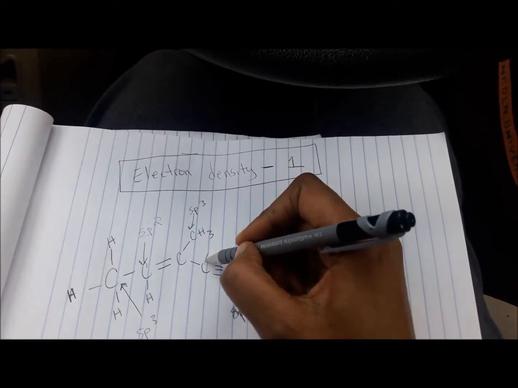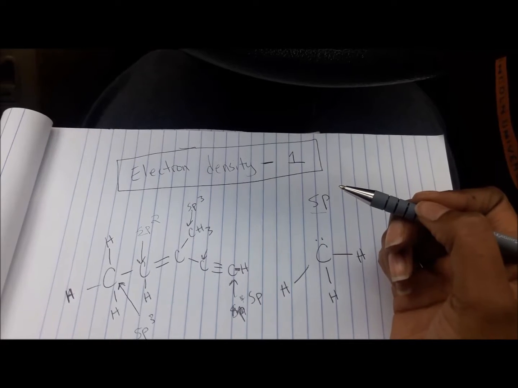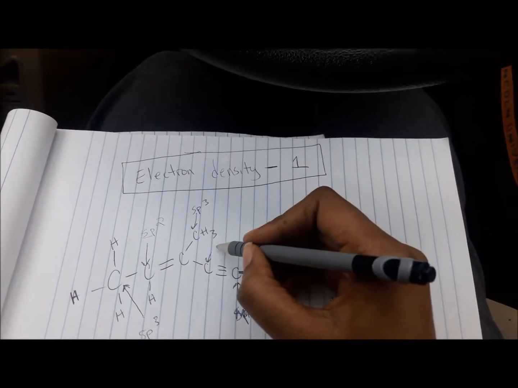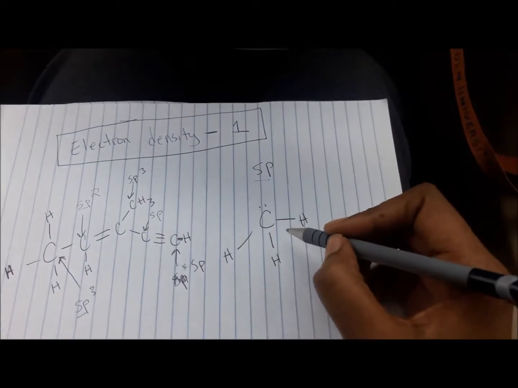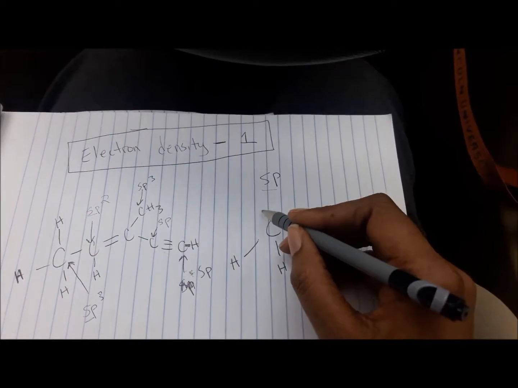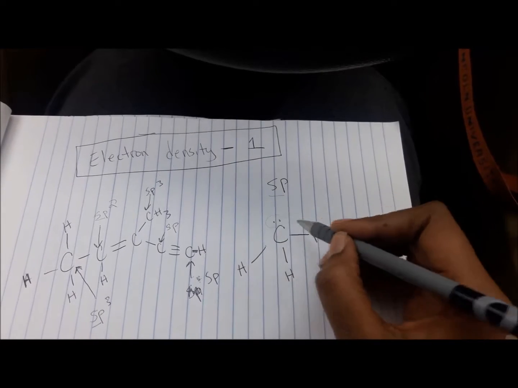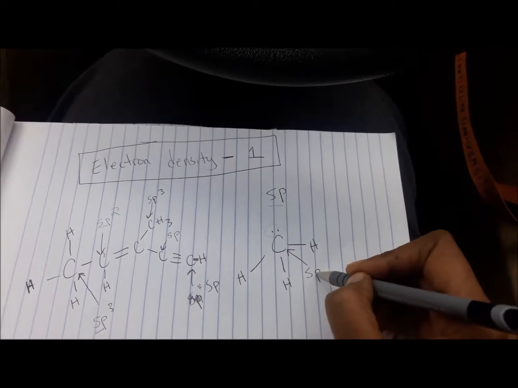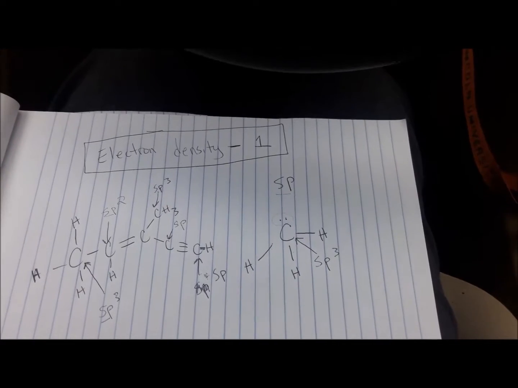If we're looking at this one, what would you say this one is? You have 1, 2 regions of electron density, so this one's also sp. Let's say we're looking over here. We also have to include this lone pair of electrons. So 1, 2, 3, 4. sp3 hybridized. This is a way to consistently get them right over and over again.